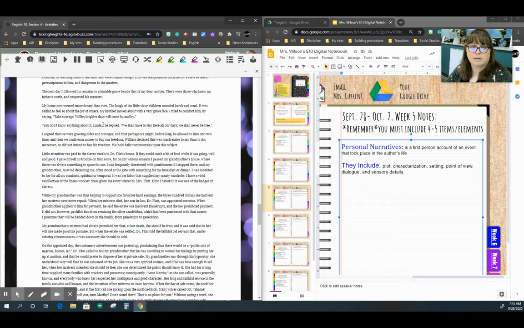"You don't know anything about it, Linda," he replied. "We shall have to stay here all of our days. We shall never be free." I argued that we were growing older and stronger, and that perhaps we might before long be allowed to hire our own time, and then we could earn money to buy our freedom. William declared that this was much easier to say than to do. Moreover, he did not intend to buy his freedom. We held daily controversies upon the subject.